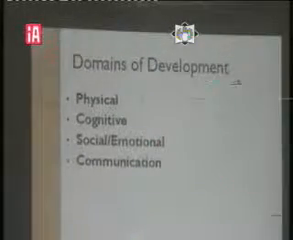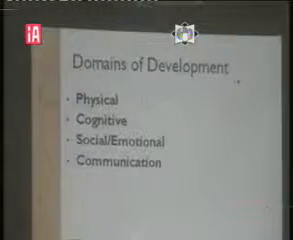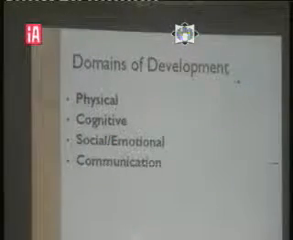The domains of development, I think you're already aware of. You have physical, cognitive, social, emotional and communication. These are the broad areas which you're looking into when you're working on development.